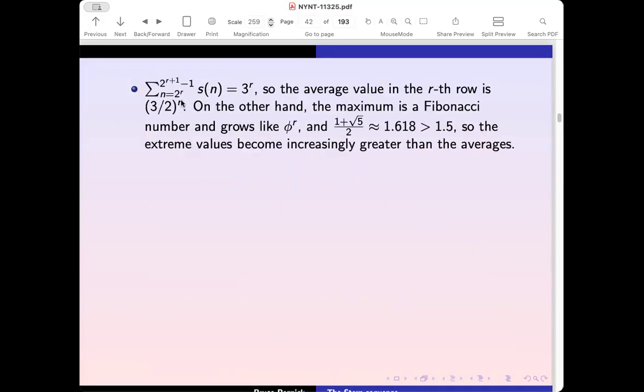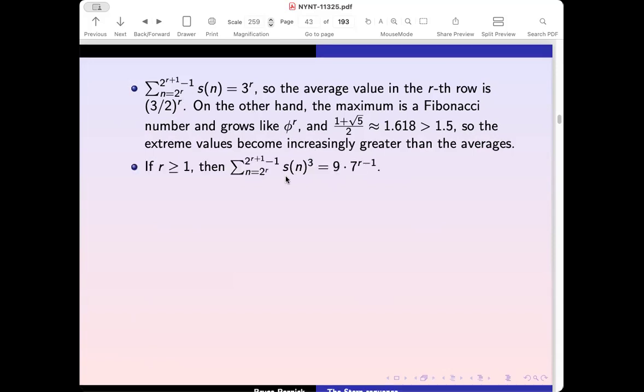It's not very difficult to prove that the sum of the rth row is 3 to the r, so that the average value is something like 3/2 to the r. On the other hand, the maximum is a Fibonacci number, which grows like phi to the r, so the extreme values become relatively larger than the average, and you have some spiky things, which I'll be showing later.